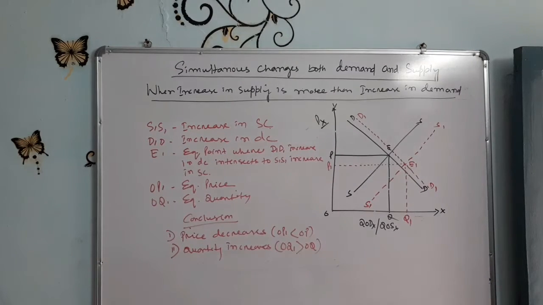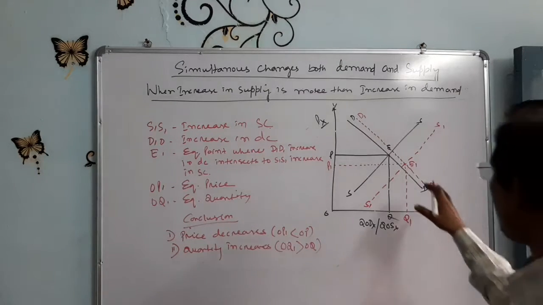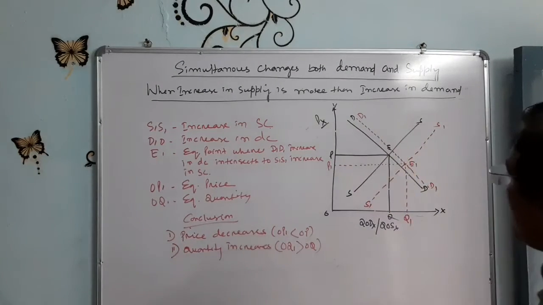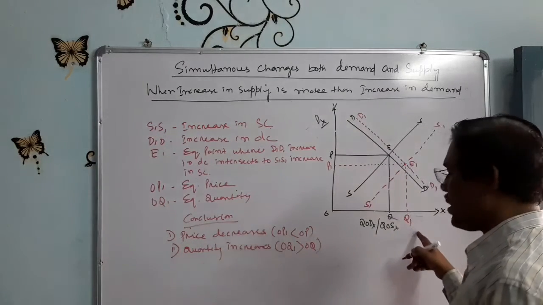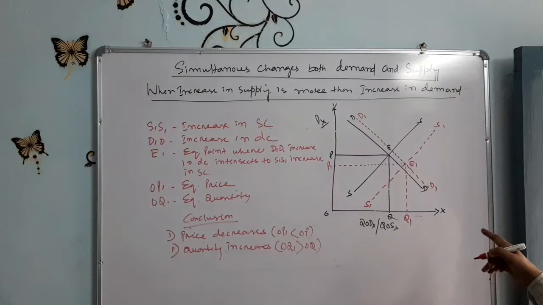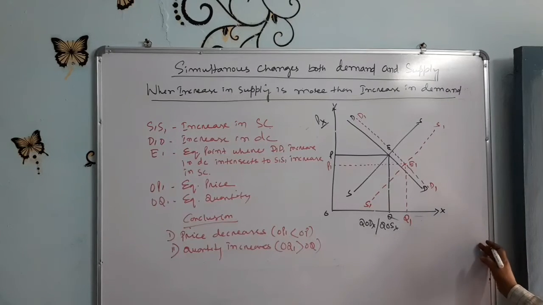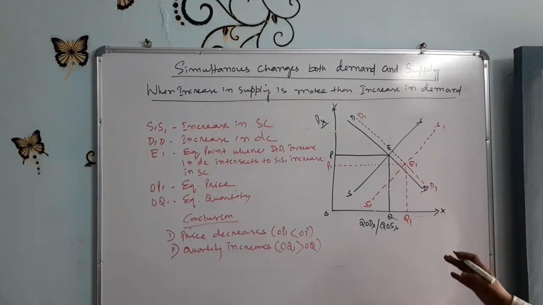It means if demand and supply change simultaneously, and the increase in supply is more than the increase in demand, in that case the price will decrease and the quantity will increase. Quantity of both demand and supply will increase. These are the effects when the increase in supply is more than the increase in demand.